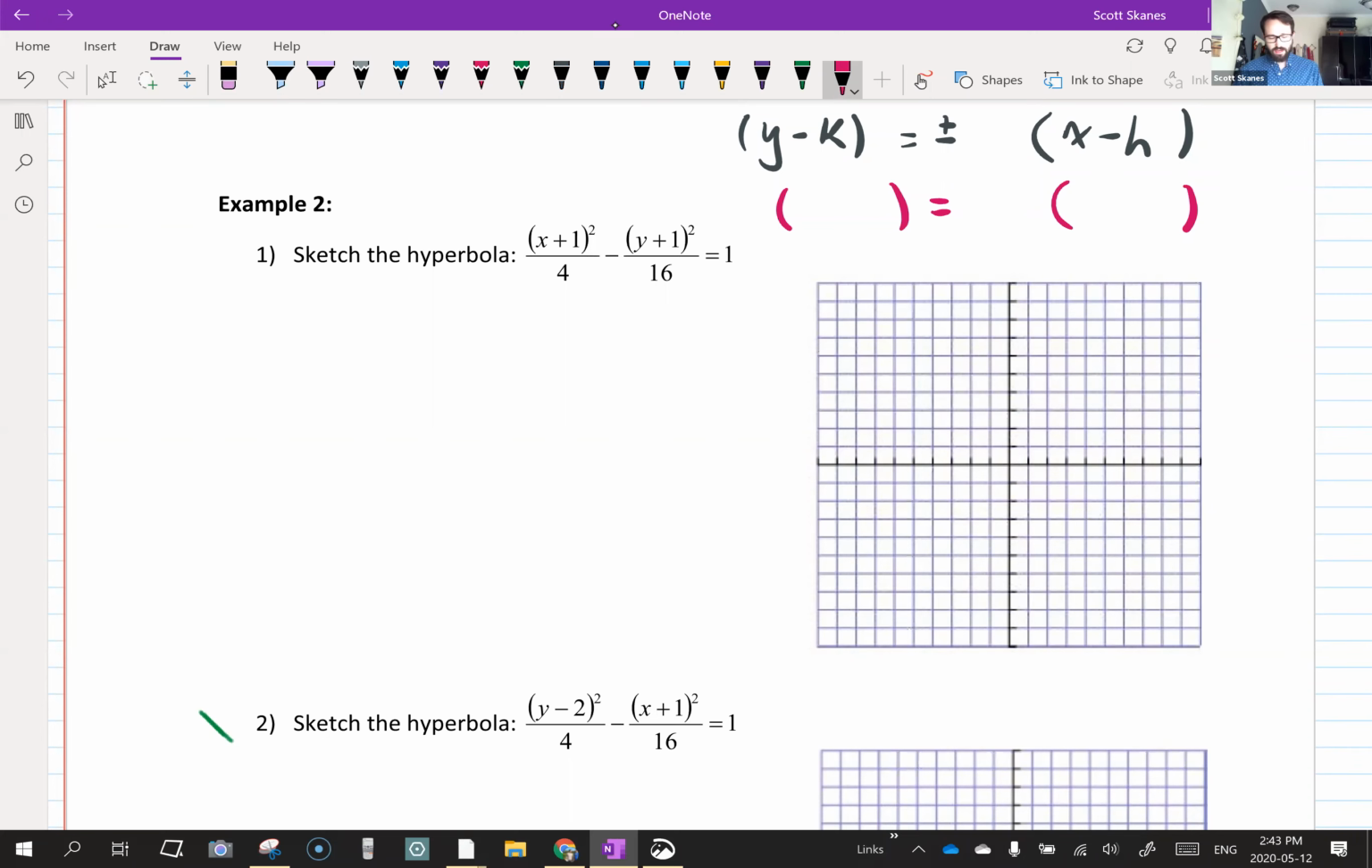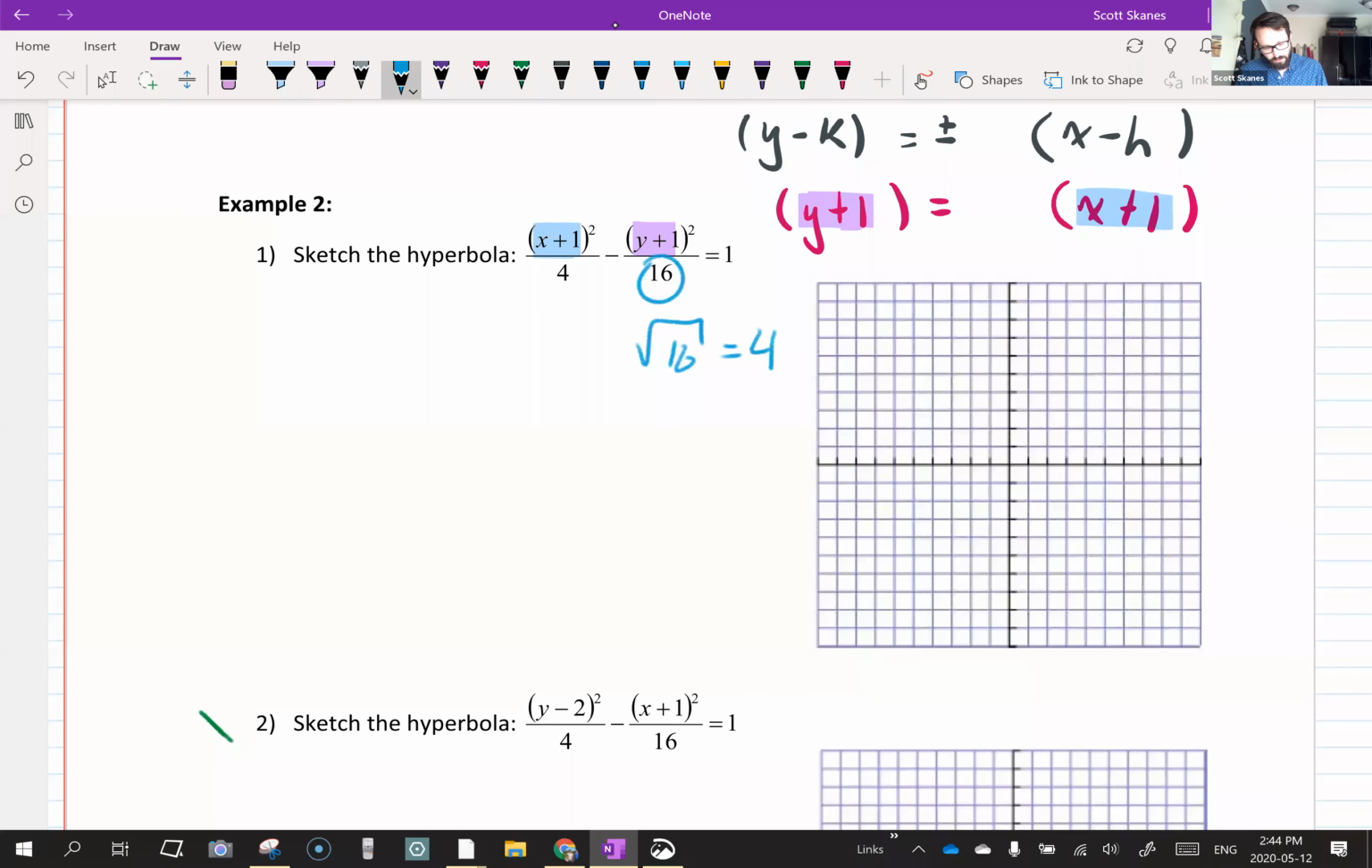So y minus k, I'm saying y plus 1. Why am I saying y plus 1? I'm stealing it from here. Now, I'm going to get x plus 1 over here. Why am I saying x plus 1? I'm stealing it from the original equation. Very, very simple. And then the 16 over 4, you're going to take the y one, square root of it.